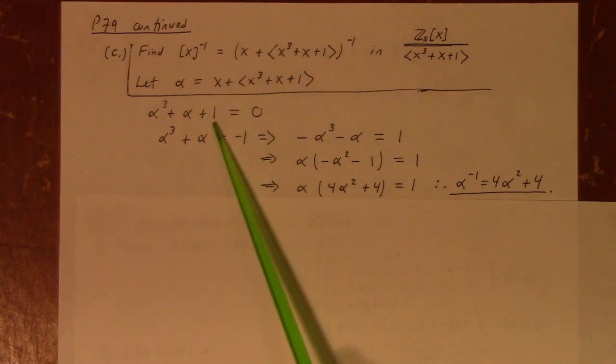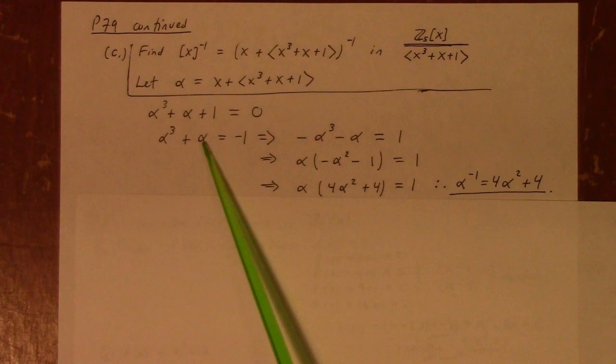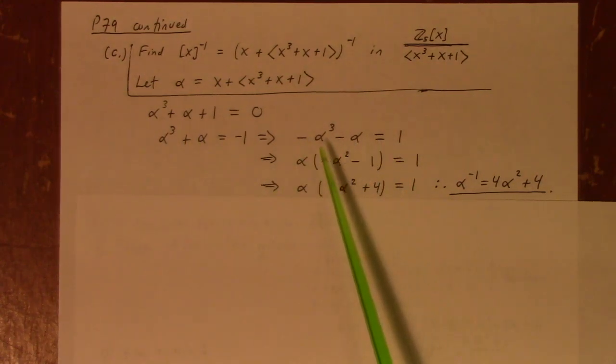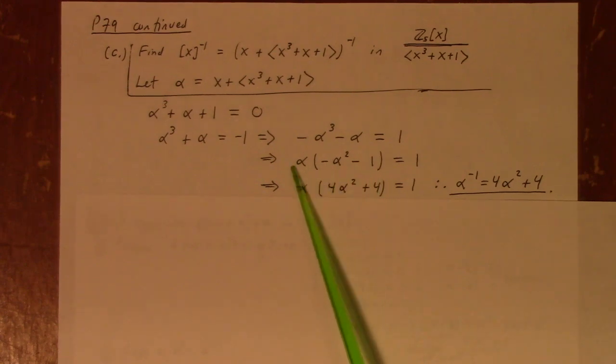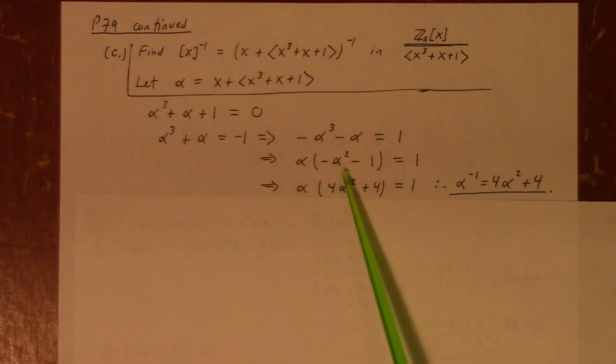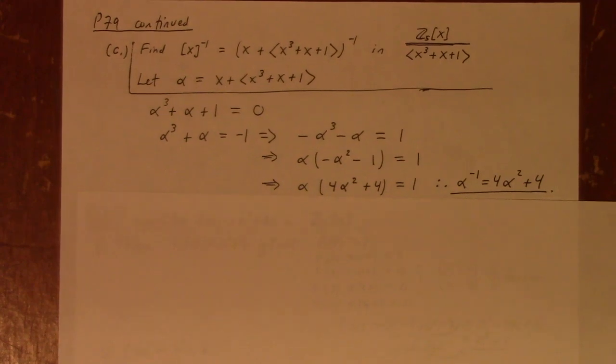Notice that the presence of this 1 is super nice because that means we can rewrite it like this, and then I can rewrite it like that. And factor out alpha, well, whatever's here, this times that is 1. That makes this the multiplicative inverse. So, of course, mod 5, that's 4 alpha squared plus 4. There you go, multiplicative inverse, done. That took us all of a minute.